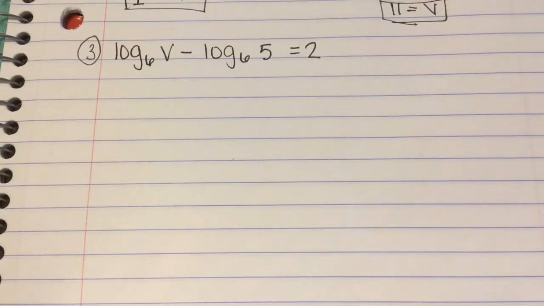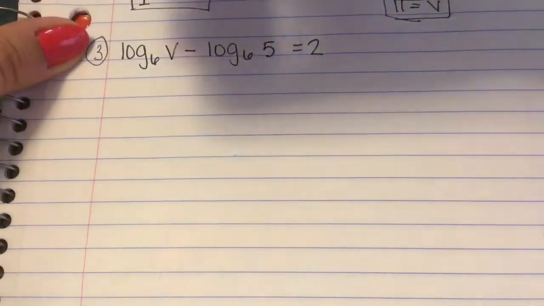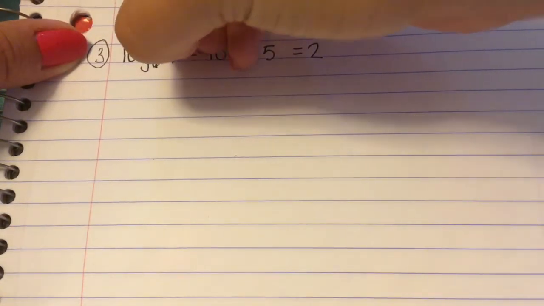All right, 2 more examples, 2 more u-tries. For this one, we want to remember our condensing properties. This is the quotient rule, so we want to condense this into one single logarithm first.